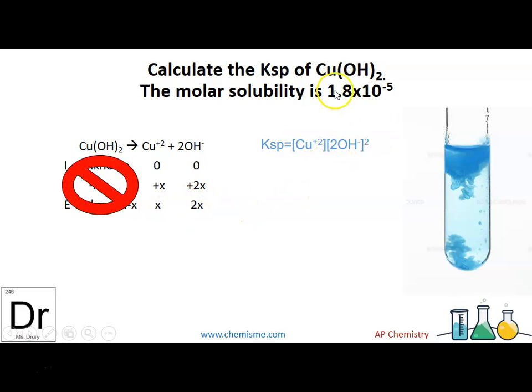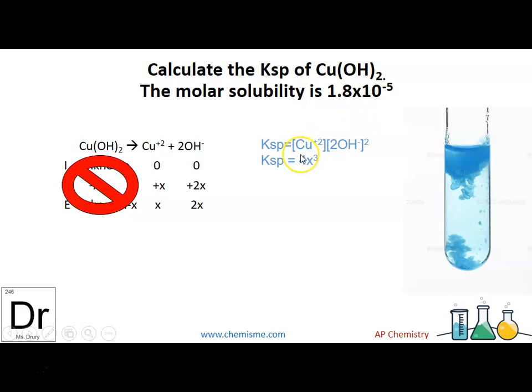Squared. But if you wanted to do the shortcut I was mentioning before, having the 2 there, you can actually skip the ICE box, because for Ksps we keep the coefficient in front, so it's kind of doing the work for you. Now I'm going to take the molar solubility, the molarity, which is the bracket, and plug that in each time I see an ion. So the Ksp has an ion here for copper and 2 ions here, squared.